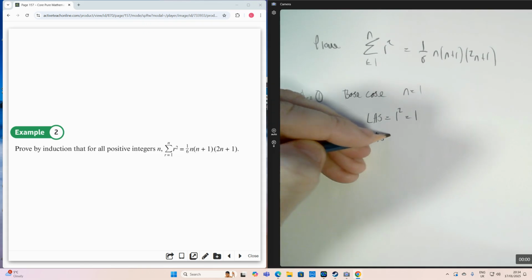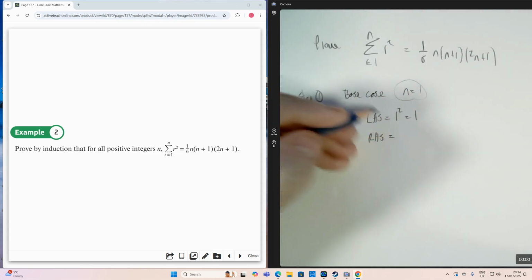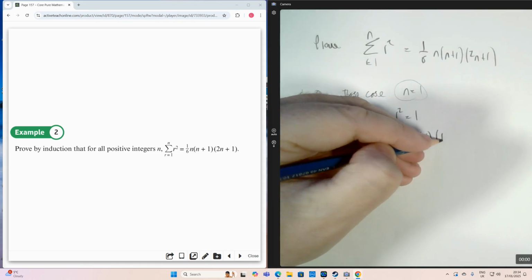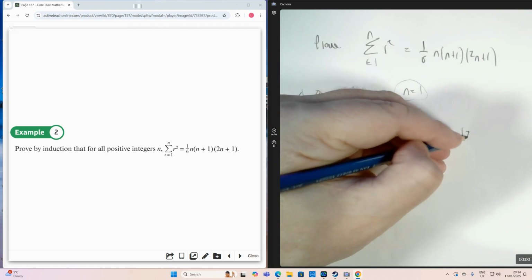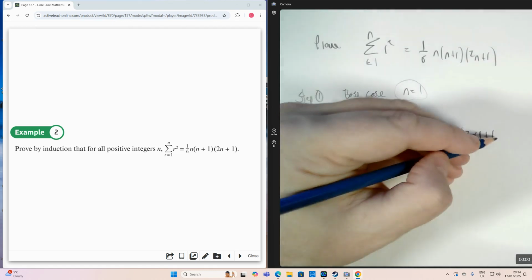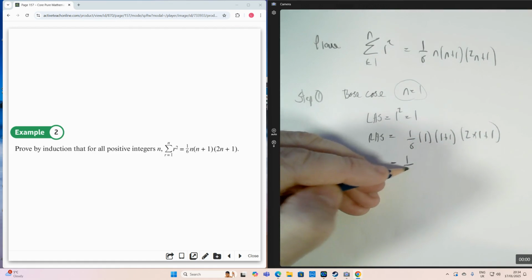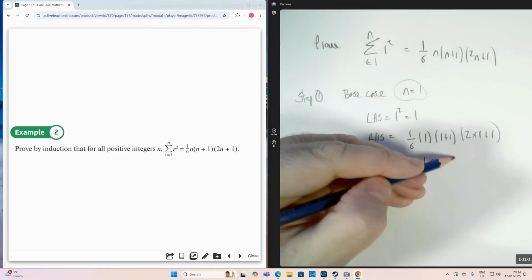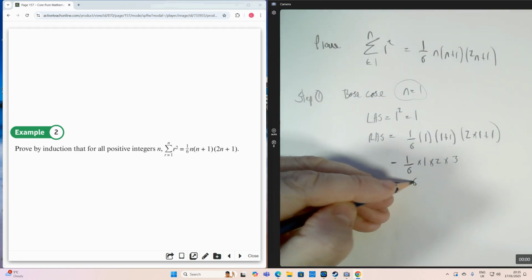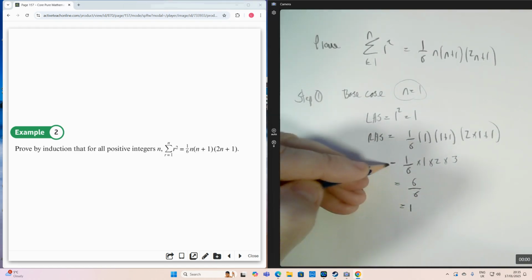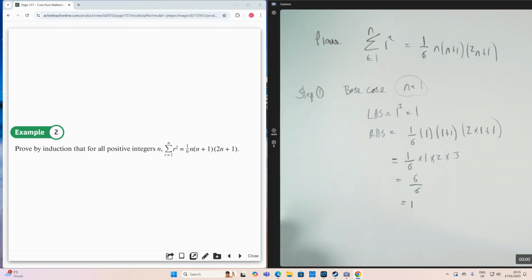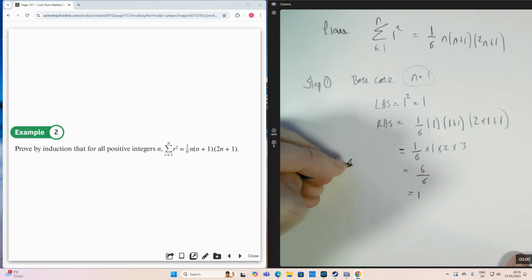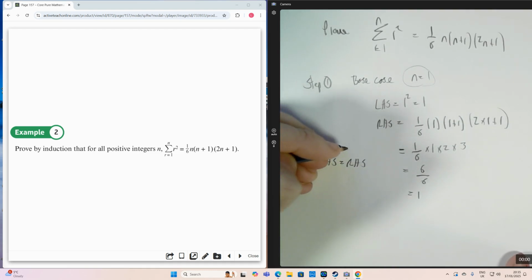Let's see what the right-hand side equals. When n is 1, we're going to have 1/6 times 1 times 1 add 1 times 2 times 1 add 1, which is equal to 1/6 times 1 times 2 times 3, which is equal to 6/6, which is equal to 1. So therefore, we found that the left-hand side equals the right-hand side when n equals 1.